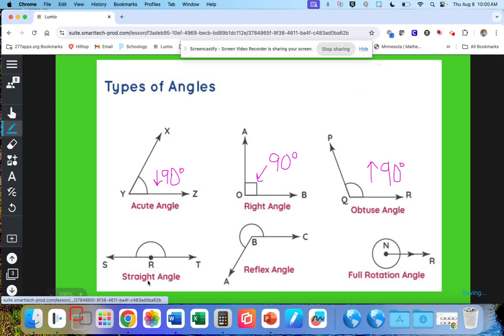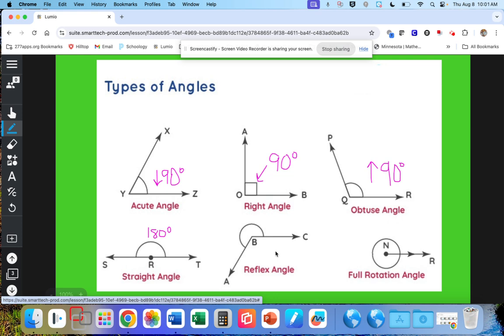The next angle is called a straight angle. A straight angle has a start point and 180 degrees later has an end point. So this is 180 degrees, which makes up half a circle. And you could see in that angle measurement, that's a half a circle.